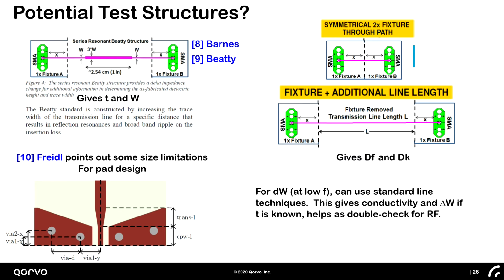And then there are other ways to look at these things, and these may or may not work very well. But at least these are some ideas for how maybe we could do a PCM type structure. So to get DW, you can use standard line techniques, and you can get the conductivity if W and T are known. So it helps double check the RF measurement too, if you use DC stuff.